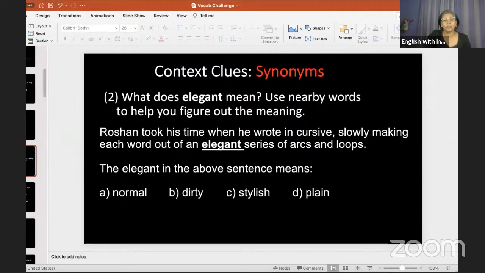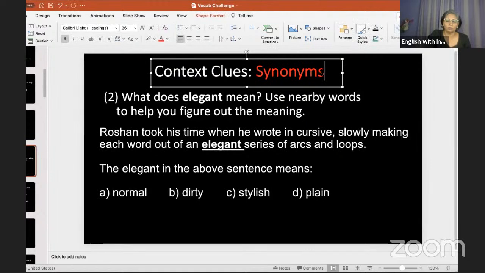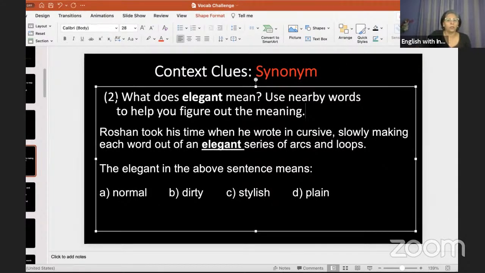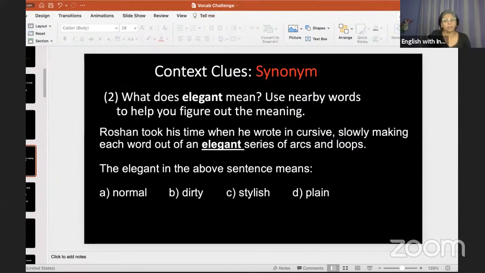This one is synonyms. So the context clue will be a synonym. So let's find the synonym. What does elegant mean? I know this word might be easy. Use nearby words to help you figure out the meaning.